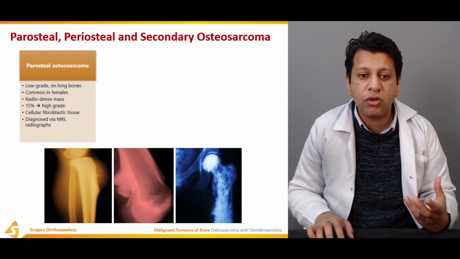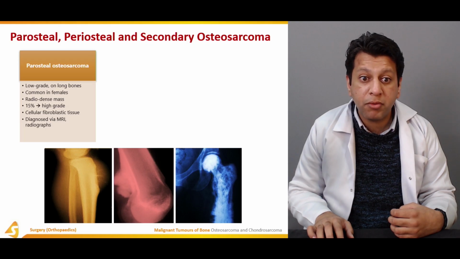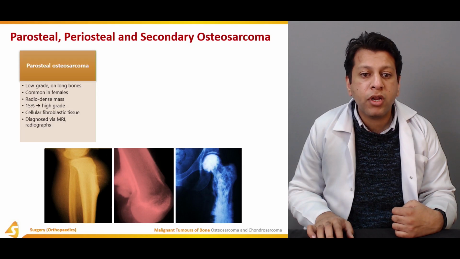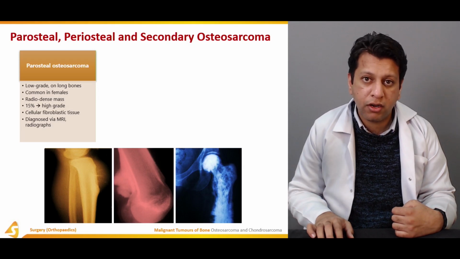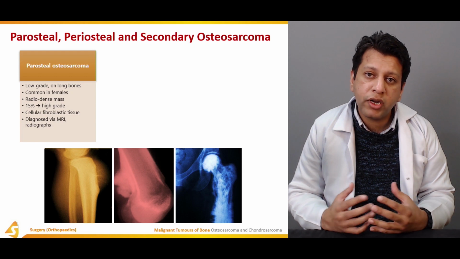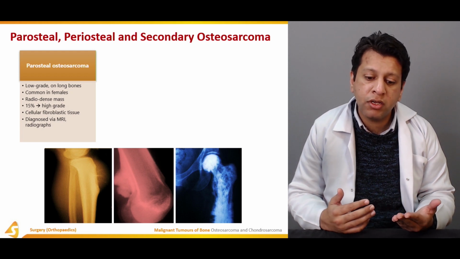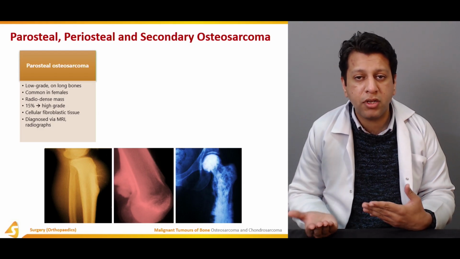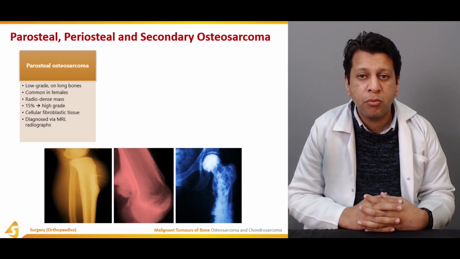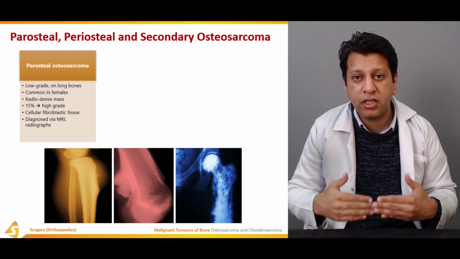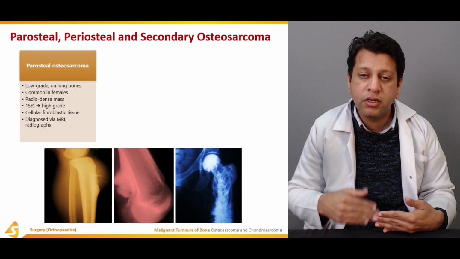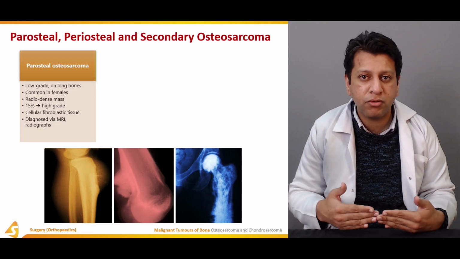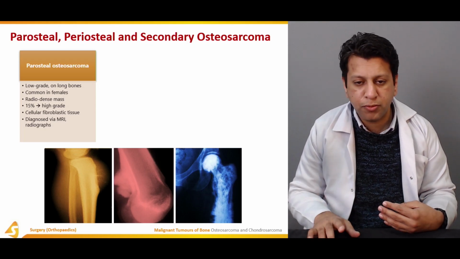Parosteal sarcoma is low grade, on long bones, common in females, and appears as a radio-dense mass, with cellular fibroelastic tissue diagnosed by MRI and radiographs. Now, the point is for low grade tumors, we don't need to give neoadjuvant chemotherapy. We have to give them wide local resection followed by chemotherapy rather than neoadjuvant chemo. But if it comes out to be intermediate or high grade osteosarcoma on biopsy, then the treatment totally changes to neoadjuvant chemo followed by resection, followed by joint stabilization and adjuvant chemo.